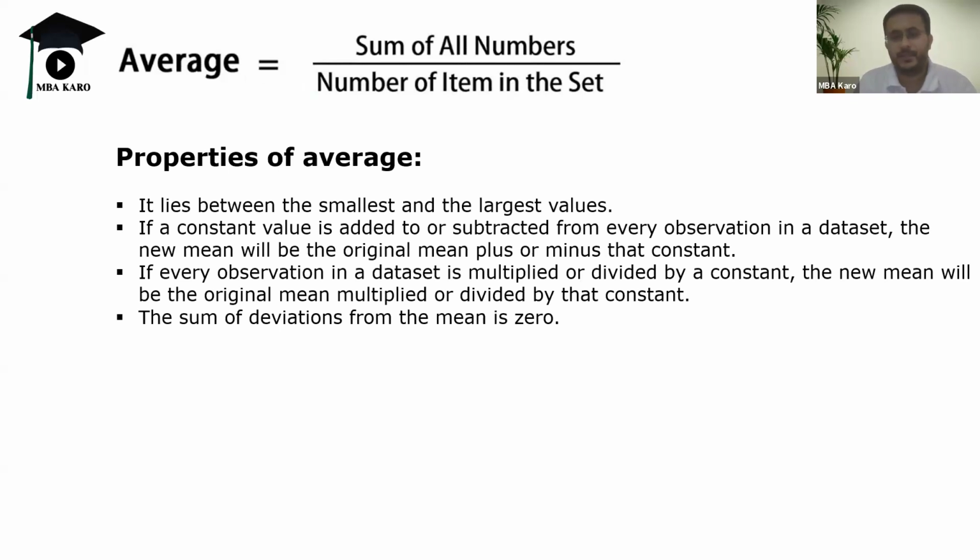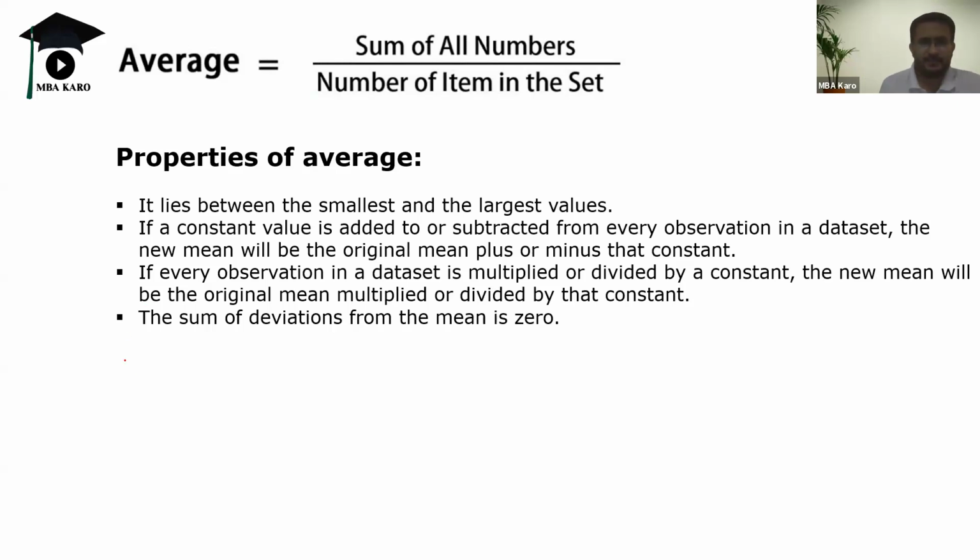Simple definition. Now, there are certain properties of averages which you must know, because sometimes these properties come handy and help you solve those questions faster. Okay. So first property of an average is it lies between the smallest and largest values. So whenever you take average, it will never be equal to the largest or smallest value. If all values are same, that is a different thing. But if the values are different, it is between smallest and largest values.